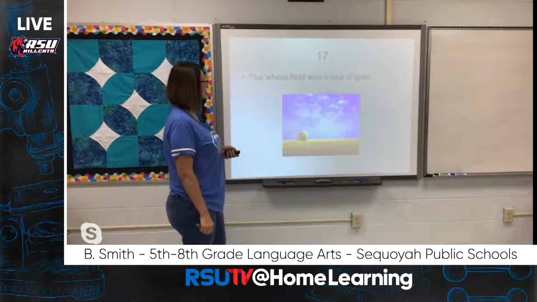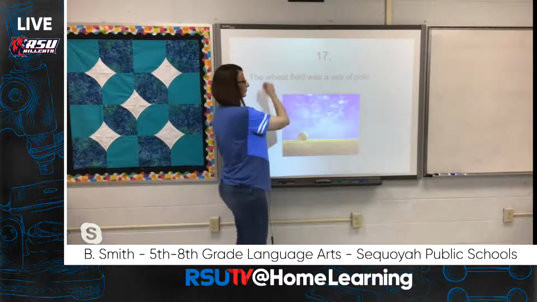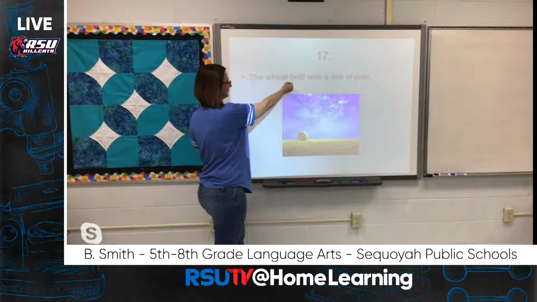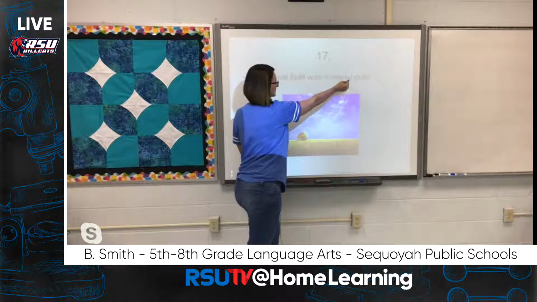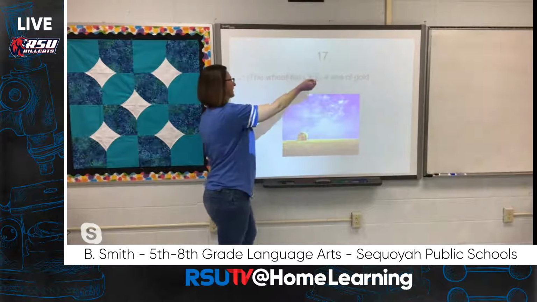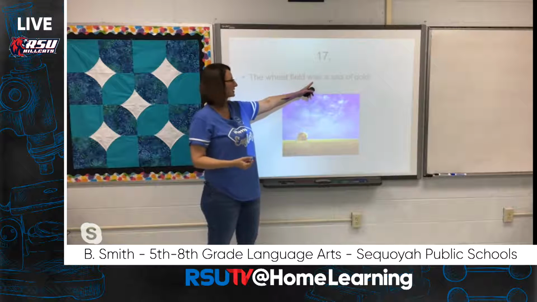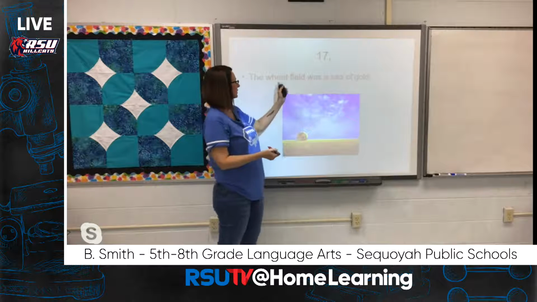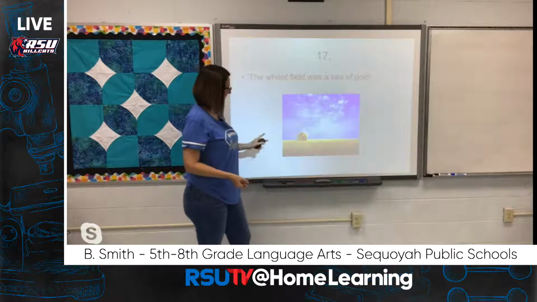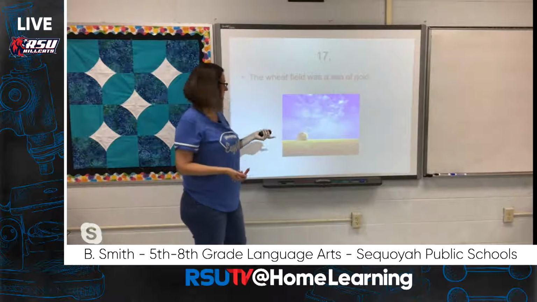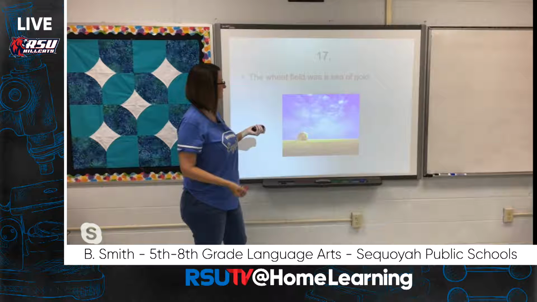Here. 17. The wheat field was a sea of gold. Okay, we know what this is. So you're comparing what? Wheat field to sea of gold, and you're saying it was. So here's your verb. Your to-be verbs are am, was, were. So you're saying it was. So what does that mean? It means literally that the field is gold in color.